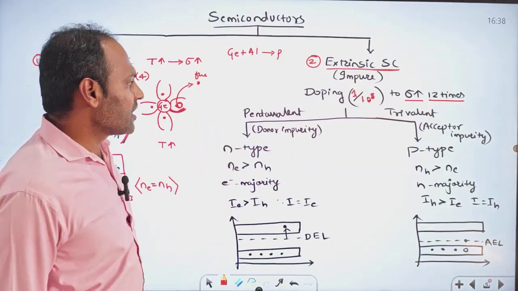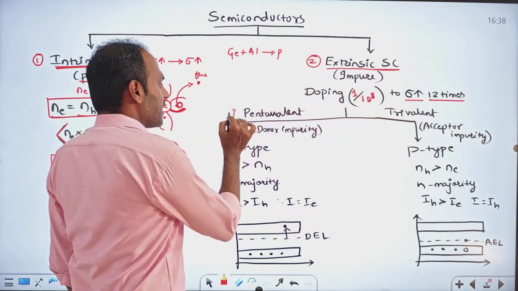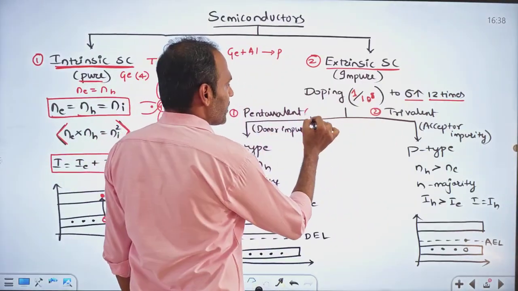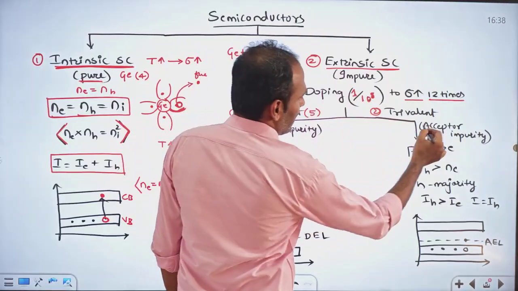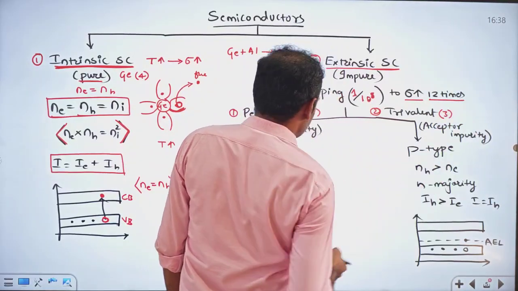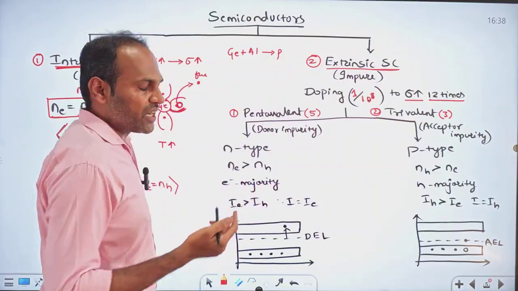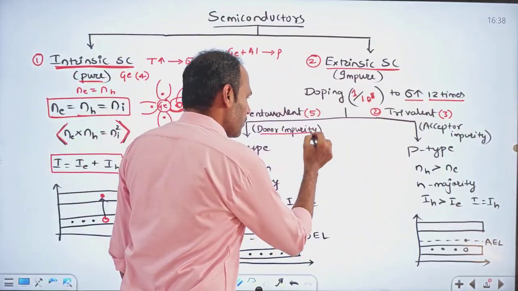Correct? Okay. So there are two types of impurities. One is pentavalent impurity and another one is trivalent impurity. Pentavalent impurity means it has 5 valence electrons. Trivalent impurity means it has 3 valence electrons. Since it has 5 valence electrons, it donates 1 electron to the semiconductor. That's why it is called donor impurity.